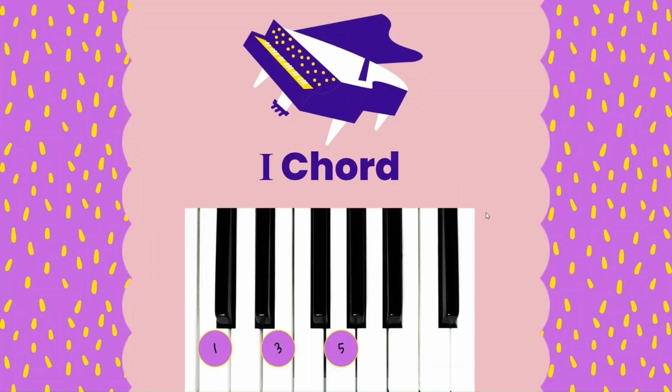The 1 chord. This is what we've already learned. Root position, 1 chord, 1, 3, 5. Thumb, middle, pinky. Or with your left hand, your pinky would be the lowest, right? Pinky, middle, thumb. Skip, skip. Here's the left hand version, 5, 3, 1 instead of 1, 3, 5.